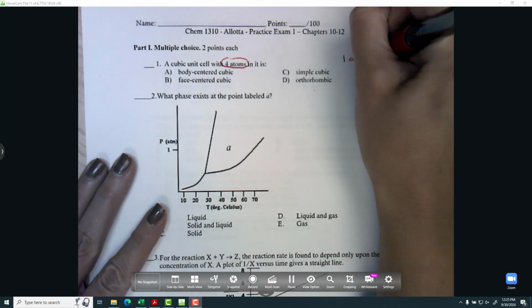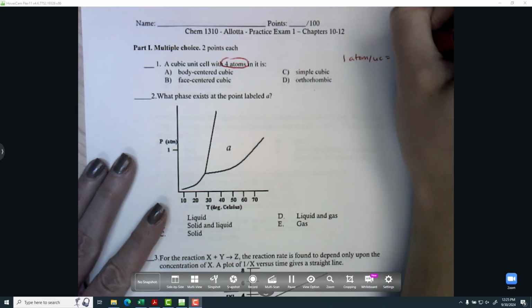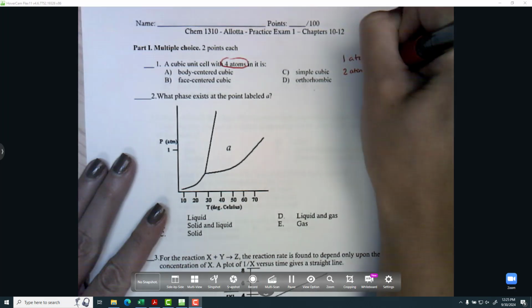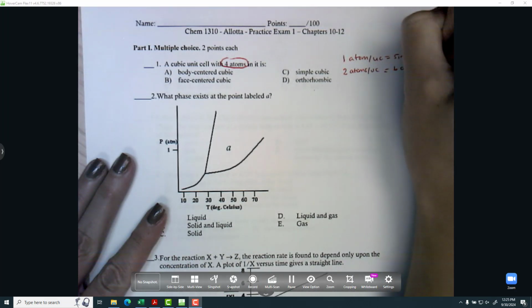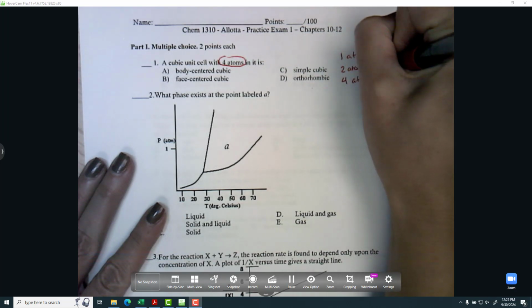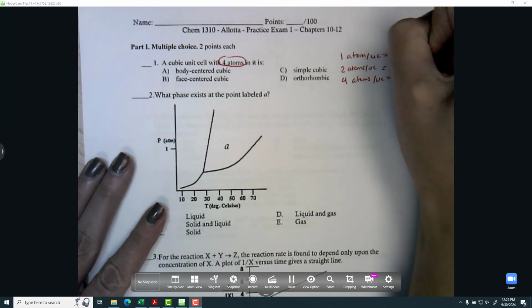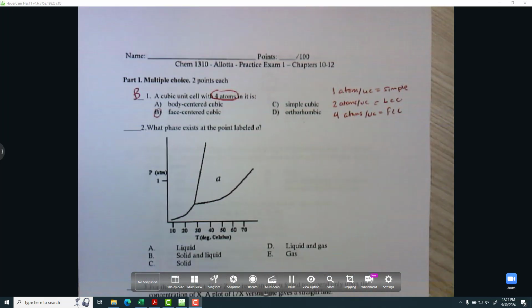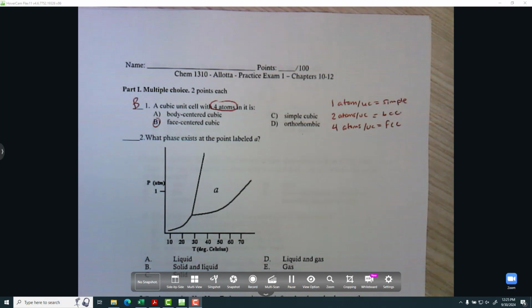So if it was 1 atom per unit cell, I know that would be called simple cubic. For 2 atoms per unit cell is body center cubic. Remember, that's the corners plus 1 in the middle. And then 4 atoms per unit cell is face center cubic. That is the corners plus 1 on each face. So since this is asking about 4, it must be face centered cubic.